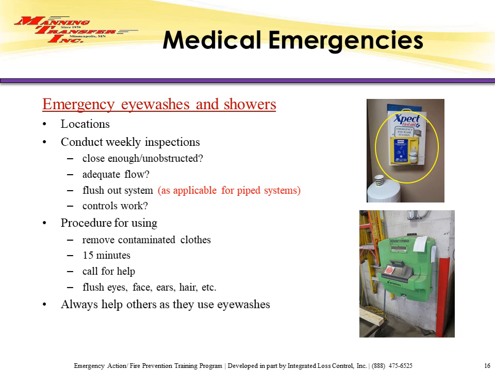If we need to use the eye wash, remember the few steps that we need to take. We need to remove any contaminated clothes, like a shirt that may have the chemicals on it. Need to flush our eyes for a period of 15 minutes until help arrives. And while we're doing that, make sure somebody goes to call for any emergency help that we might need.